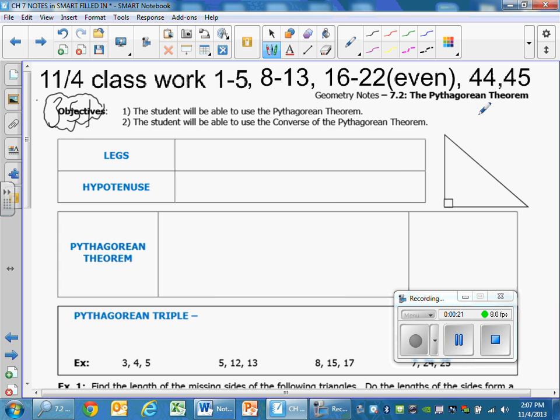Tonight's lesson talks about the Pythagorean theorem. We're going to utilize both the legs and the hypotenuse to solve using the Pythagorean theorem. So the legs are the sides, and the hypotenuse, I've been calling it the slant. So the hypotenuse is the slant. Let's write down the main definitions.